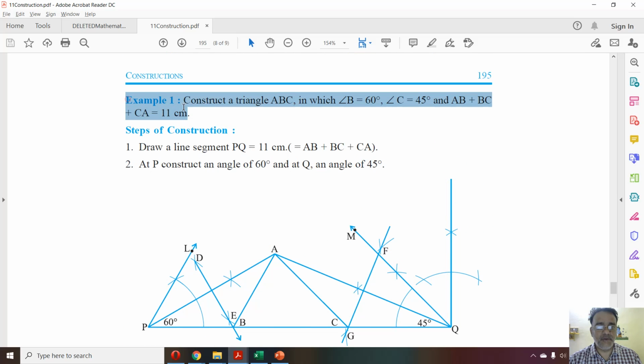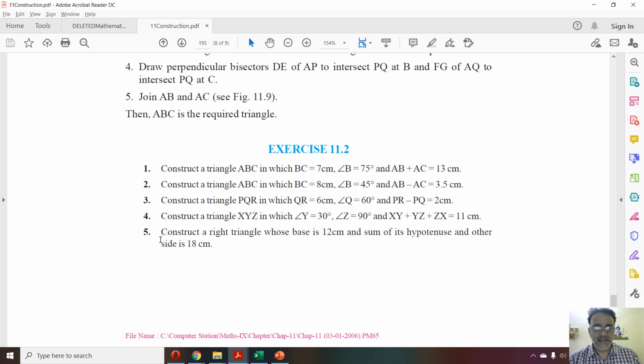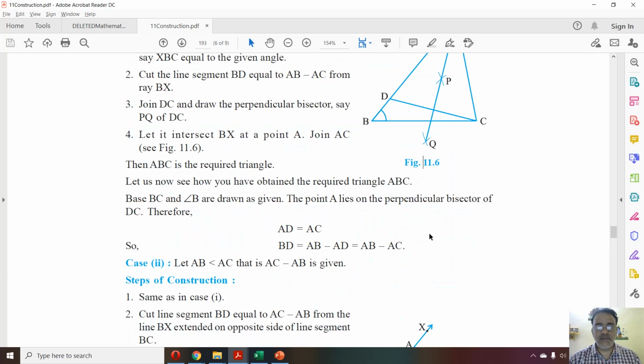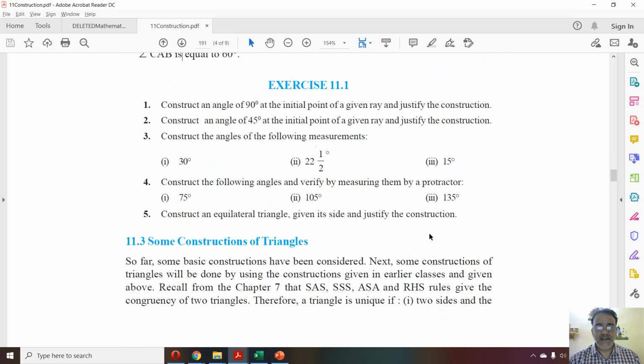This example number 1. This is based on perimeter and two base angles. Okay, and question number 4. This one. Okay, these two questions you can leave because these two questions are deleted. One example and one question. Okay, so now we are moving towards the first exercise.